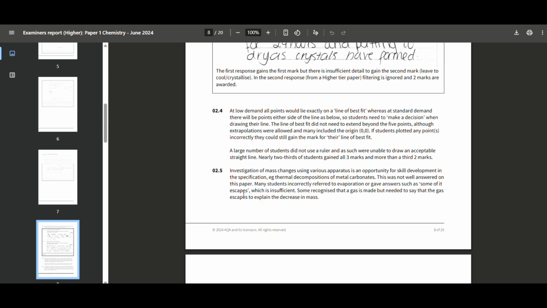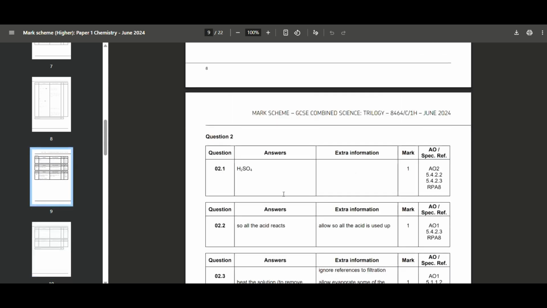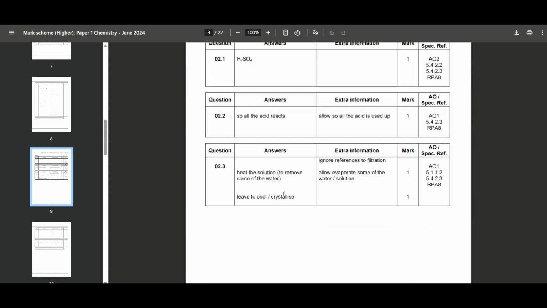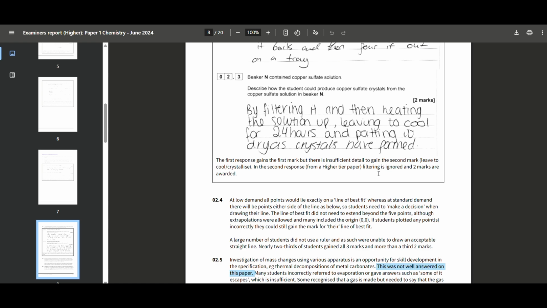So they said here to explain the decrease in mass. Essentially, this is one of the things that students were very weak on because they have explicitly stated this was not well answered on the paper. So that tells you what we've done in this question: we've gone over what some of the weaker areas and stronger areas are in answering questions, and it really does give you an insight into what common mistakes to come across and what you should not do in the real thing.